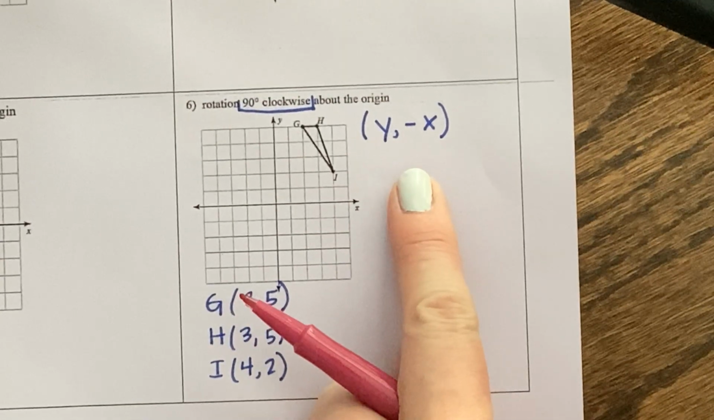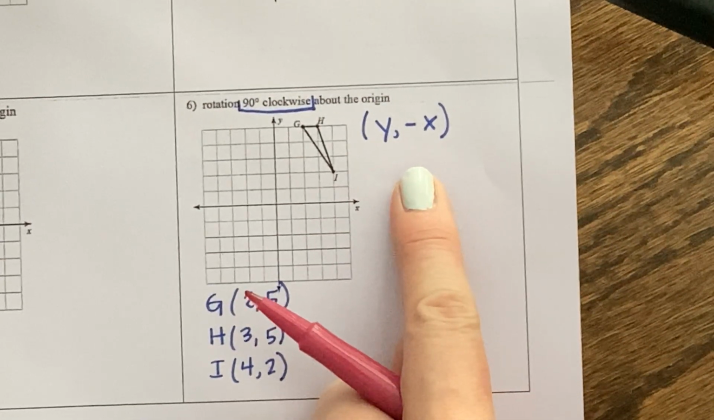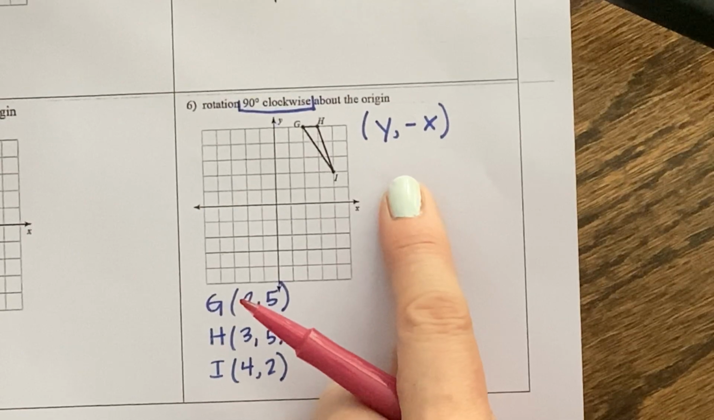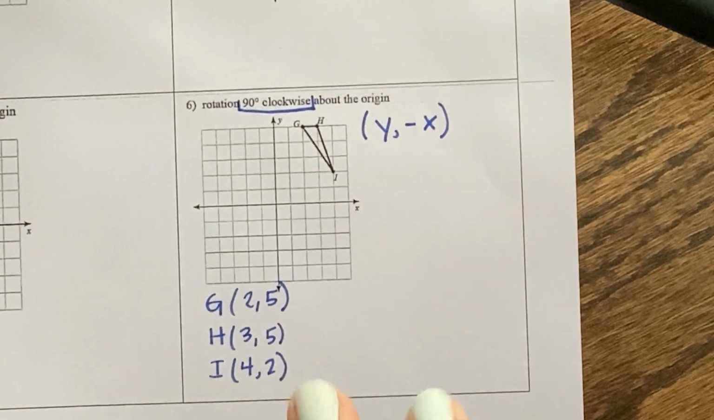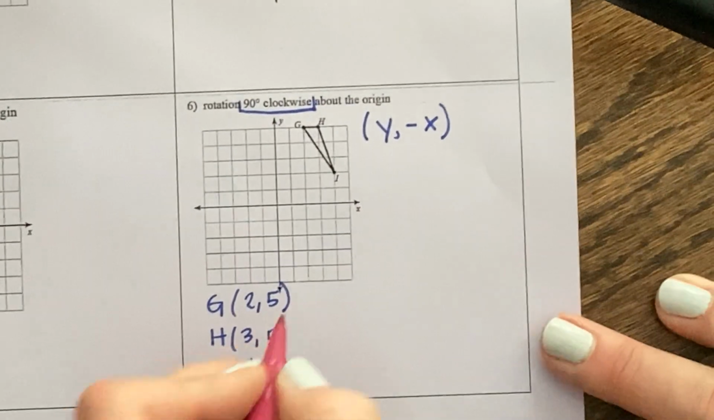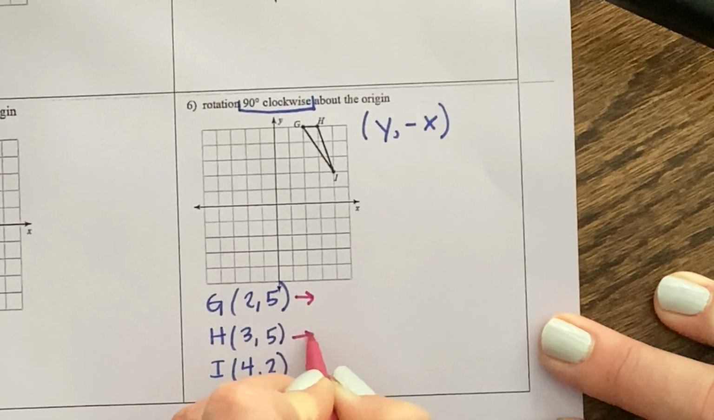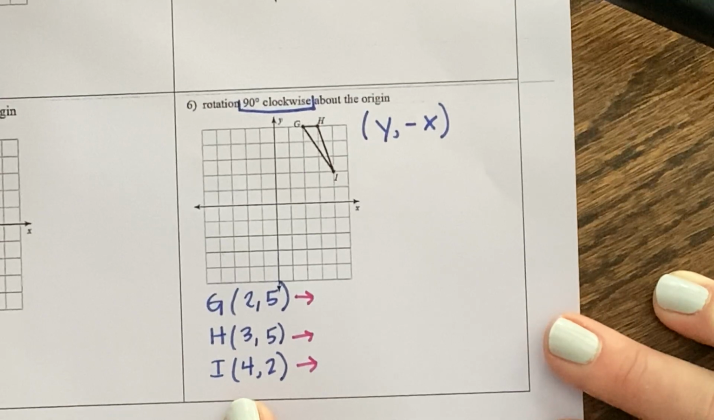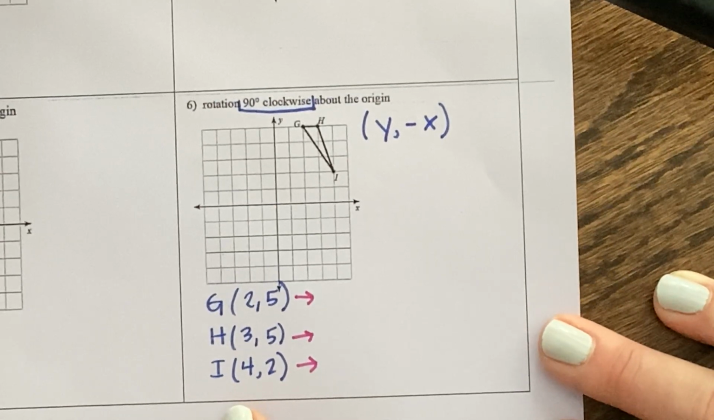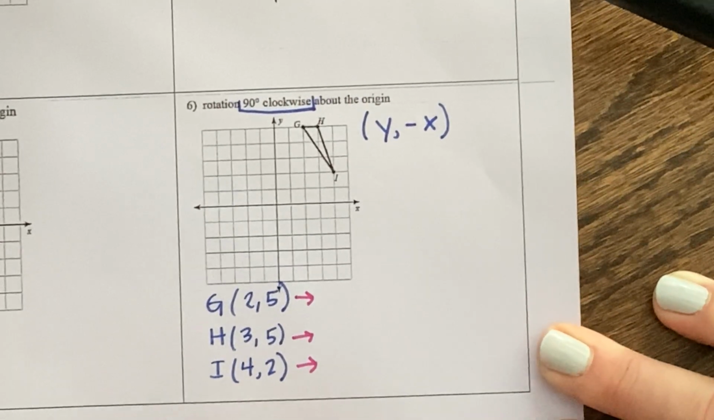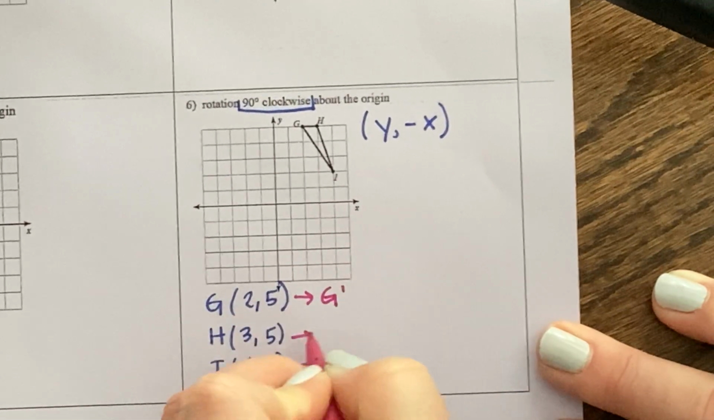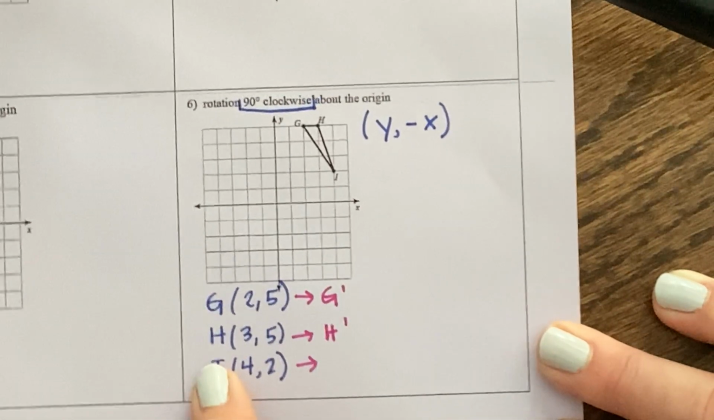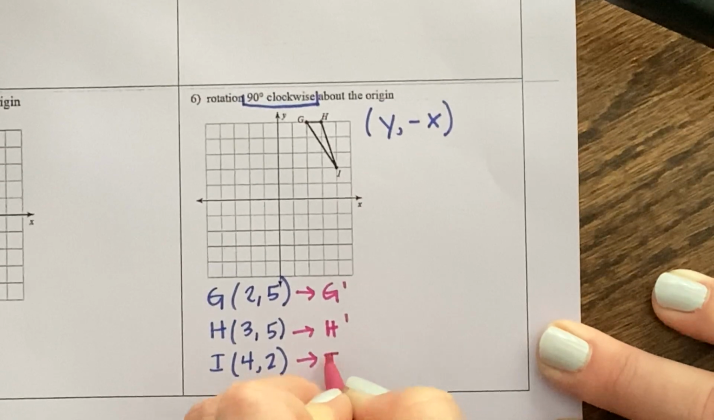90 degrees clockwise is very similar to 90 degrees counterclockwise, but notice the difference. Instead of negating the y before we switch, we negate the x before we switch. Once again, I have the rule and I have the original ordered pairs written. Pause the video and get those down if you need to. Now let's follow the rule and actually write our new image ordered pairs. Pre-image ordered pairs, image ordered pairs.